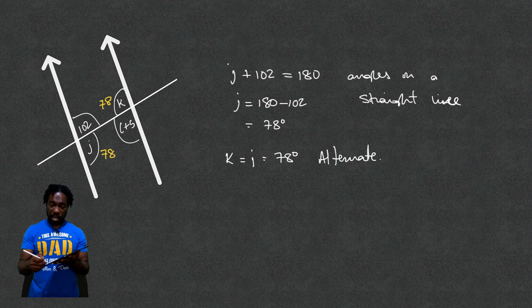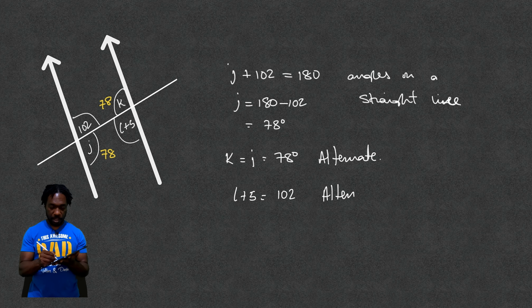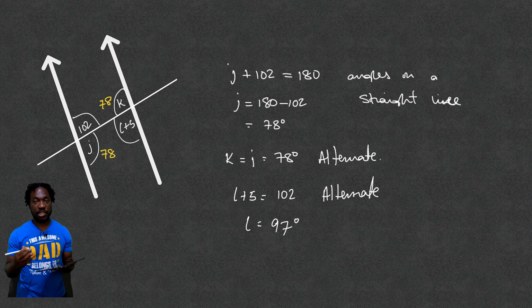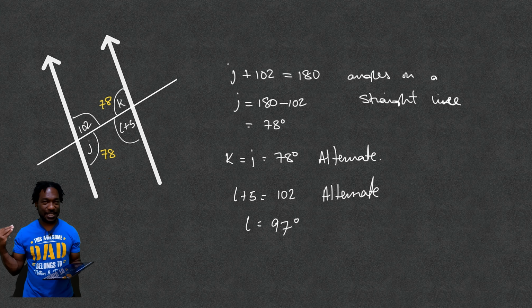And finally, I've got a few ways I can do L. I can say that it's alternate with this here. So I can say L plus 5 is alternate with 102, or I can use the straight line rule over here equal to 180. I'm going to go for the alternate rule because it makes life a lot quicker. So L plus 5 is equal to 102 degrees, and that's because it's alternate. And then all we've got to do is subtract that 5, so L is equal to 97 degrees. And just like that, that question is done.